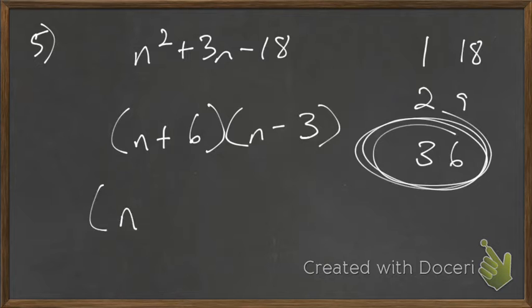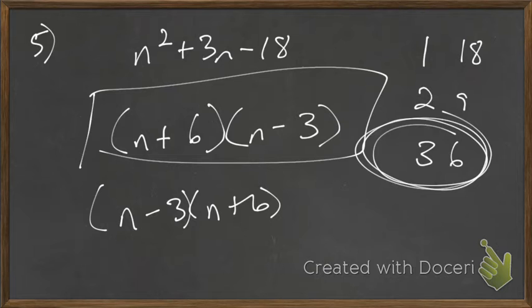Now, you could write it like this, and it's the same thing. Okay? This is cool. Same thing. But your 6 has to be positive, your 3 has to be negative. Otherwise, this will not be a 3. All right? Do you see how I took that bigger problem and broke it down into smaller problems again? Okay. So try out number 7 on your own, please.